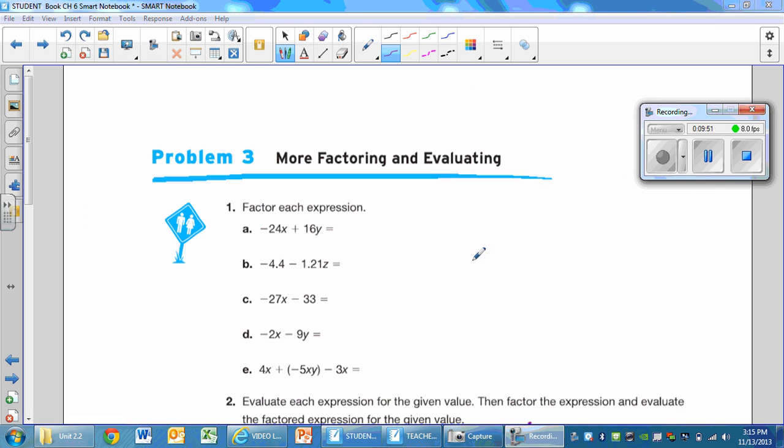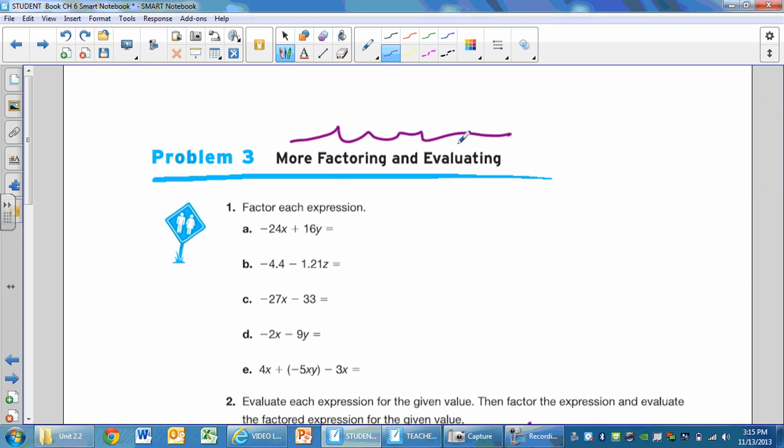All right, more factoring and evaluating. So we have A here, negative 24x plus 16y. This has an x, this has a y, so that isn't in common. 24 and 16, well, what is in common of those? A 4, and since this is negative, let's pull out a negative 4.